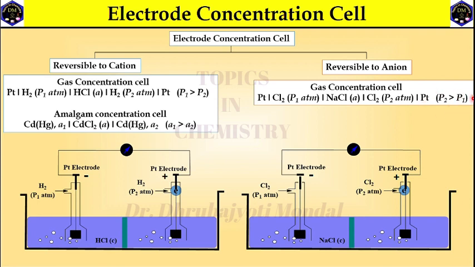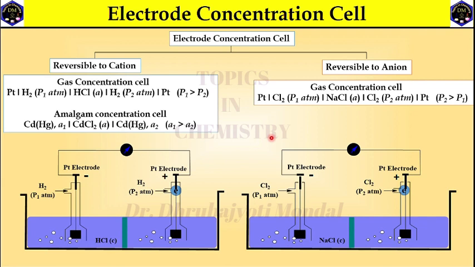But here the condition is P2 greater than P1. It is not P1 greater than P2. So this is the example of a reversible to anion electrode concentration cell. So again remember why this is called an electrode concentration cell: because the pressures of the electrodes are different. That's why it is called an electrode concentration cell.